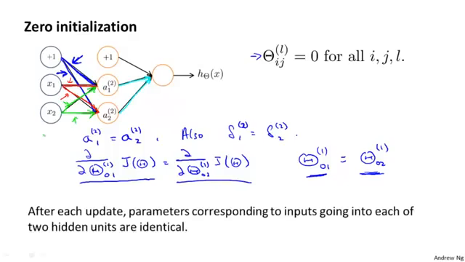So after each update, the parameters corresponding to the inputs going to each of the two hidden units are identical. That's just saying that the two green weights are still the same, the two red weights are still the same, the two blue weights are still the same.